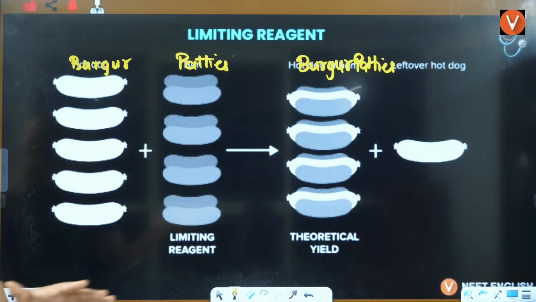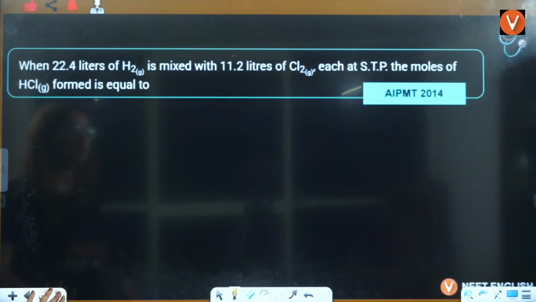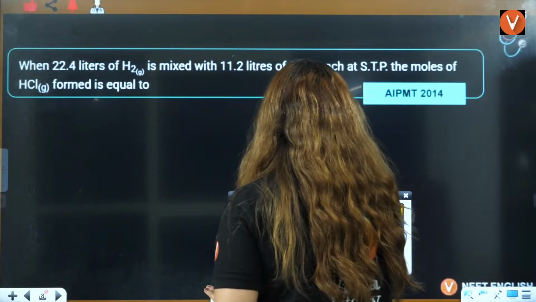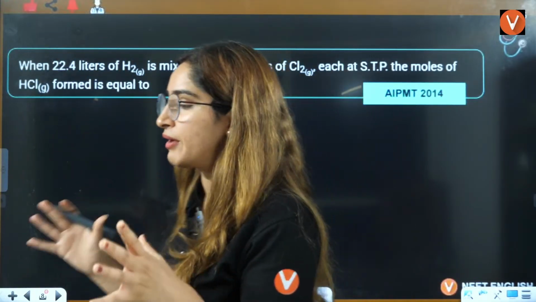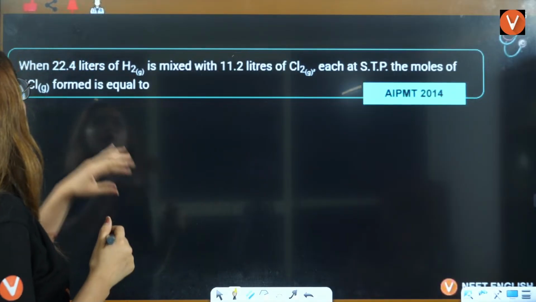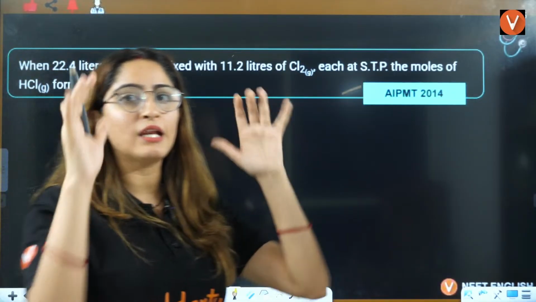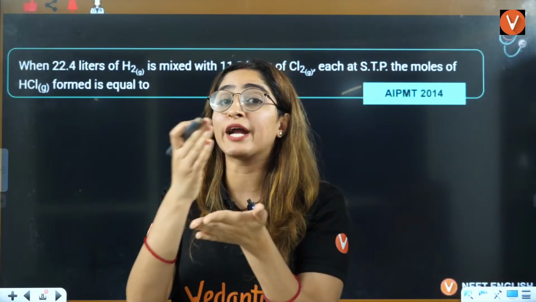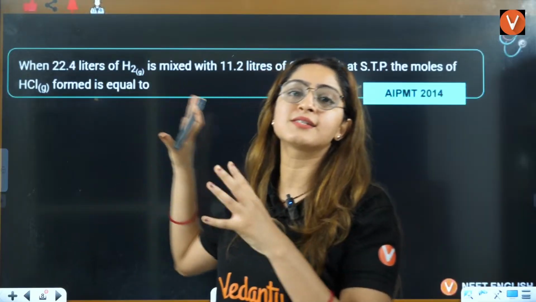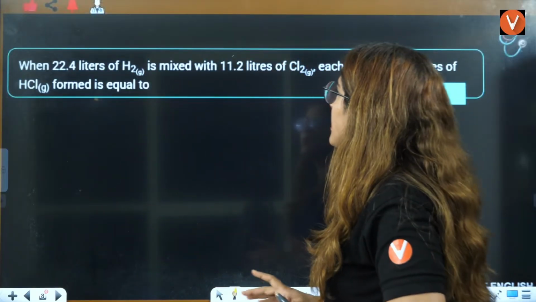Okay, guys, shall we do the questions based on this? Right? Let's do the questions, okay? I have picked up some really interesting limiting reagent questions for you. Okay, let's start. First question on your screen. Always remember, try to solve it yourself as well. Firstly, try to understand the statement here, what they are saying.